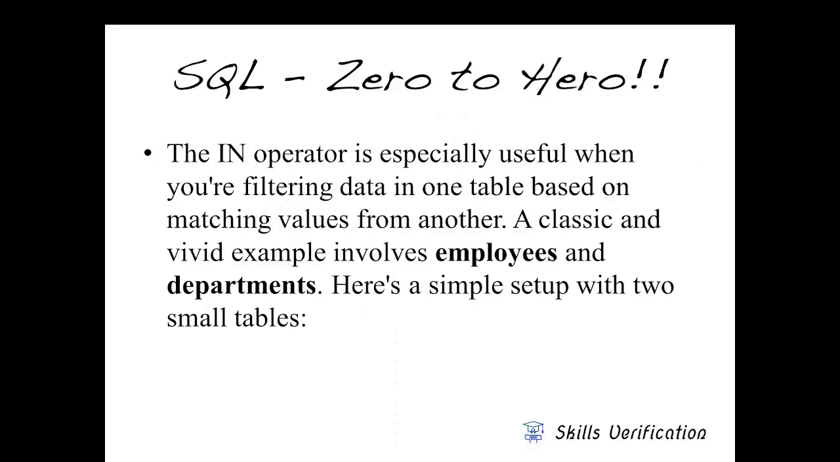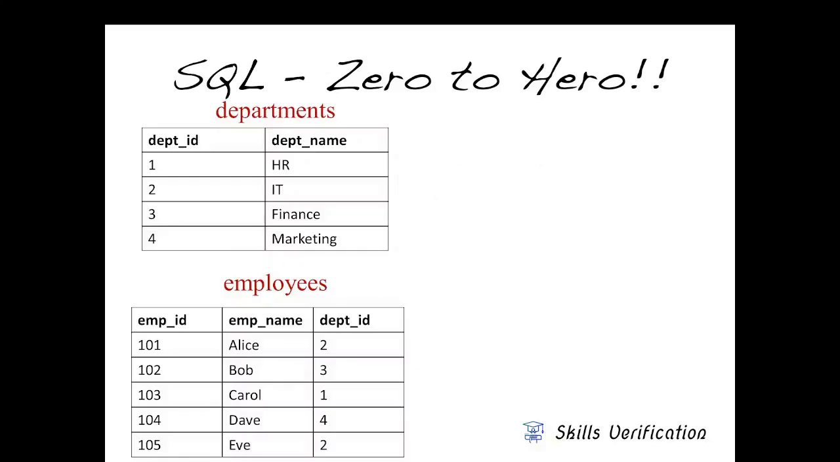The IN operator is especially useful when you're filtering data in one table based on matching values from another table. A classic example involves employees and departments. Here's a simple setup with two small tables. We have the departments and employees tables from our previous lesson. I believe at a glance, you can see the relationship between these two tables.